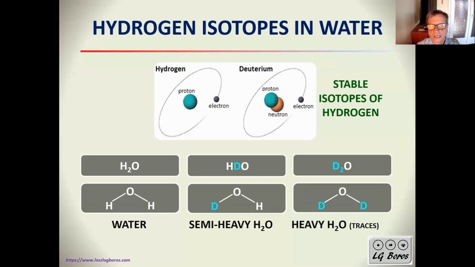So based on the hydrogen structure and the stable isotopes of hydrogen, if an oxygen is occupied by two hydrogens, water is produced, which is to the left. In the middle, you can see semi-heavy water, which is one hydrogen, one deuterium, the heavy guy, and oxygen. And heavy water is two deuteriums replacing two hydrogens, plus oxygen. It's trace and not very common in nature, but semi-heavy water we do have in nature.